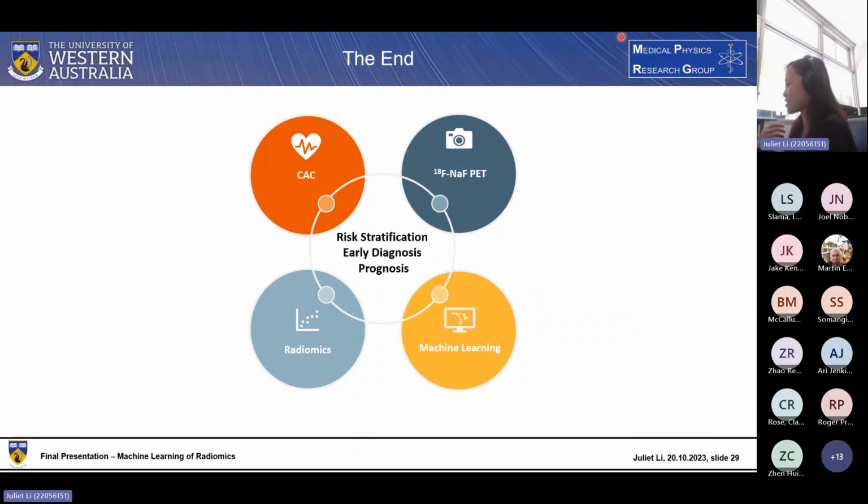And the next step is trying to convince the clinicians that this is a good model, and the next step is to implement it clinically.